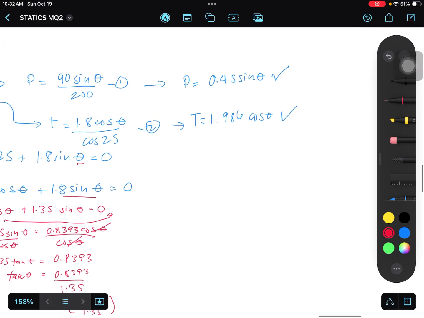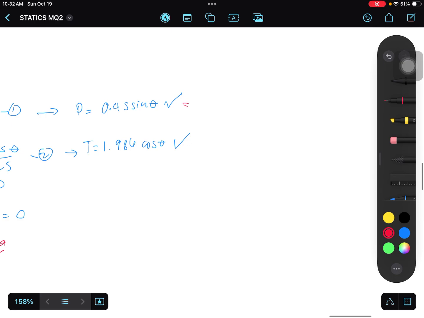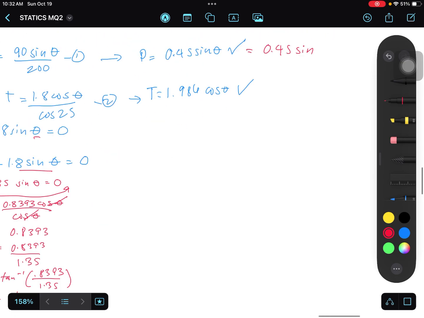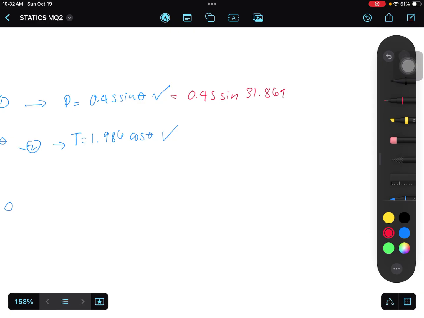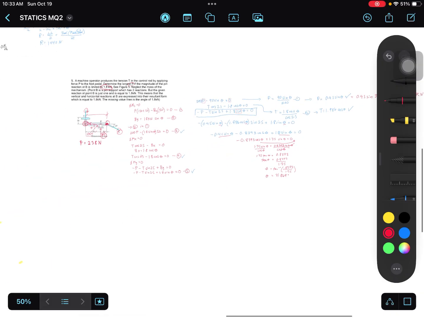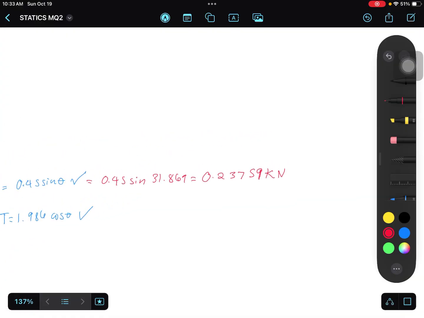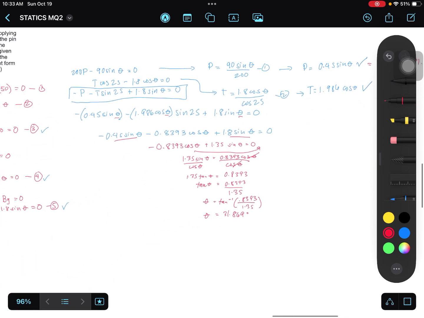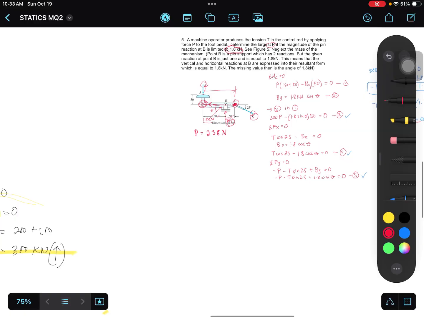So let's find P. Ano nga ba? 31.869. How much is this? So, nakuha naman natin. Ito, kilonewton, 0.23759 kilonewton. That is same sa dito.